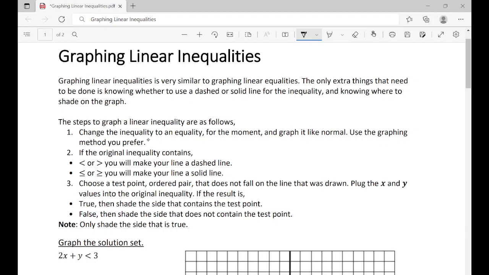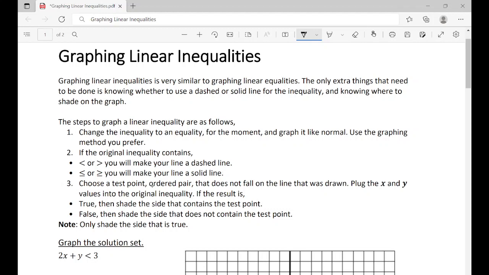First, change the inequality to an equality for the moment and then graph it like normal. Use whichever graphing method you prefer. If the original inequality contains a less than or a greater than sign, you're going to make your line dashed. If it's less than or equal to or greater than or equal to, you're going to make your line solid.